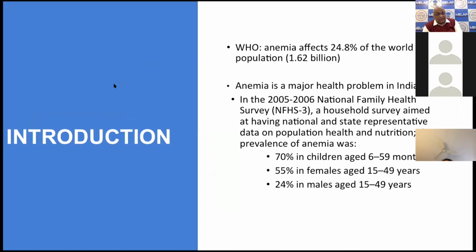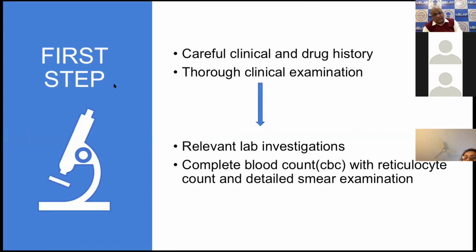And in India, this is a major public health problem. 70% of children are suffering from this anemia. 55% of females in their reproductive age group, 21% of males in their reproductive age group, they are suffering from anemia. And in India, in addition to iron deficiency, anemia of chronic disease is also very common. And most of the time, they coexist. The correct diagnosis is very important so that we can start correct treatment.